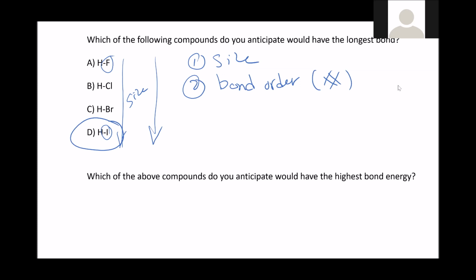What about which one will have the highest bond energy, the strongest bond energy? Would it be the first one? What's the argument here? Because it has the highest molar mass. The first one has the highest molar mass. Couldn't you also use Coulomb's law on this? And since the radius between them is the smallest.